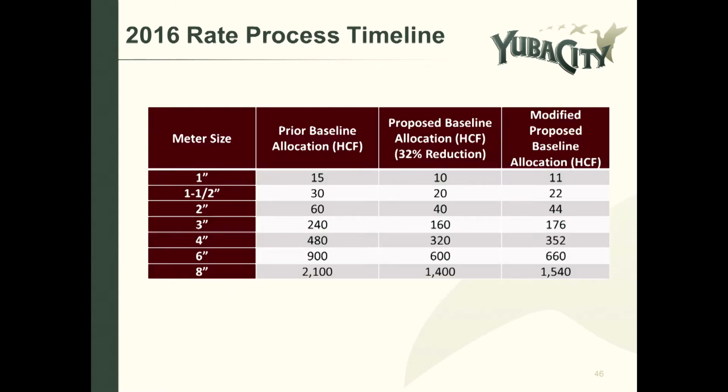And so what does that mean? Originally, staff proposed a 32% reduction. This was the baseline allocation previously as part of the 2011 rate study. Council said this is too much of a reduction. We want you to consider a modified proposed baseline allocation, which was then based upon the 29% conservation mandate at that time. And so this is what Council went forward with as part of the Proposition 218 process, this modified proposed baseline allocation.